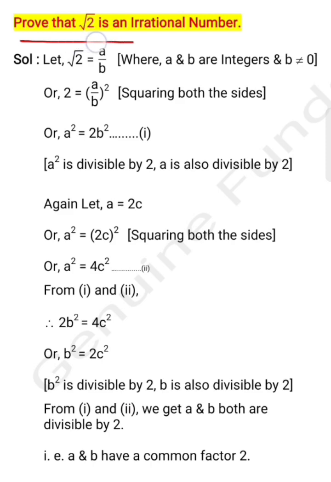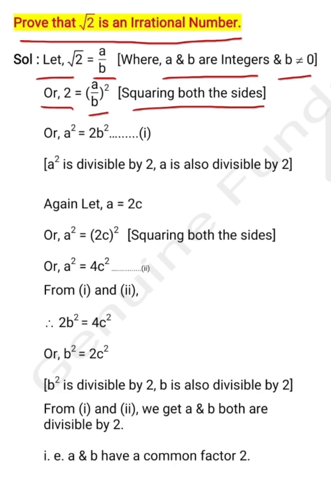Prove that root 2 is an irrational number. Let root 2 equal a by b, where a and b are integers and b not equal to 0. Or 2 equals (a by b) whole square. Squaring both the sides, or a square equals 2b square. That is one equation. A square is divisible by 2. A is also divisible by 2.